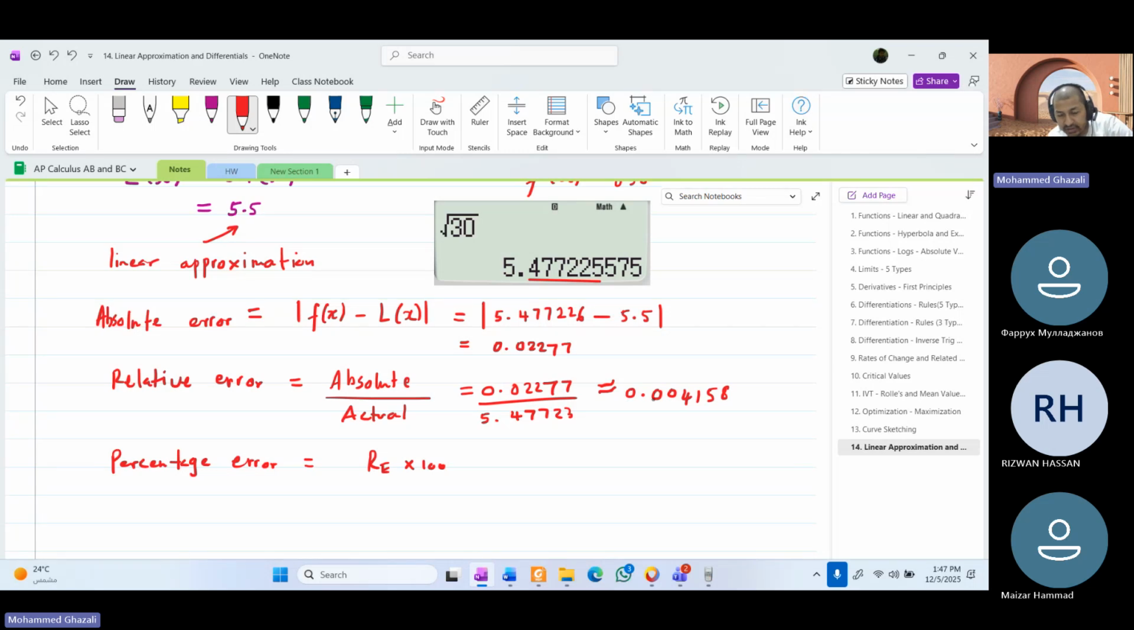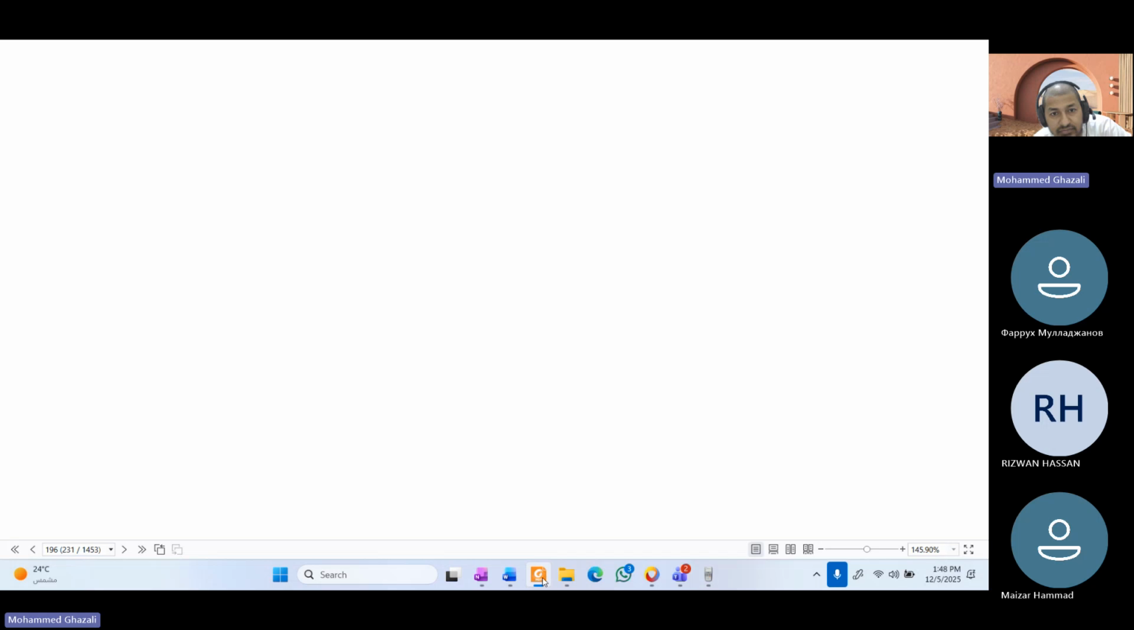You will get 0.4158%. So you see it's less than 0.5%. So the error in a calculation is less than 0.5%. So that's what it is. Are we good, guys? Make sense? Right, now let's look at the next example.